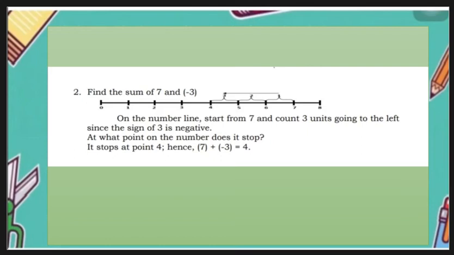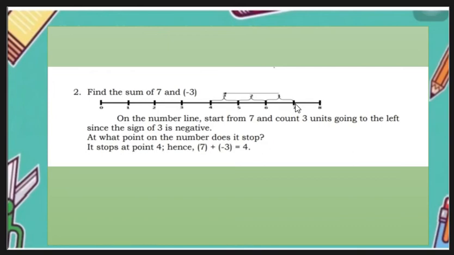Now, find the sum of 7 and negative 3. Now, we have the value of positive 7 and negative 3. On the number line, start from, of course, 7 and count 3 units going to the left. Why left? It's because the value of 3 is negative. Therefore, we're going to count going to the left, since the sign of 3 is negative.